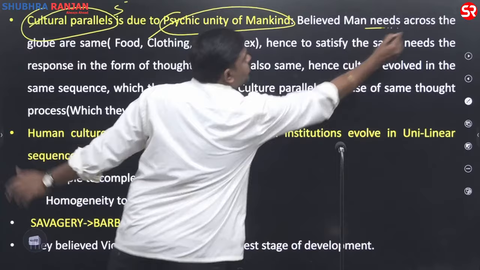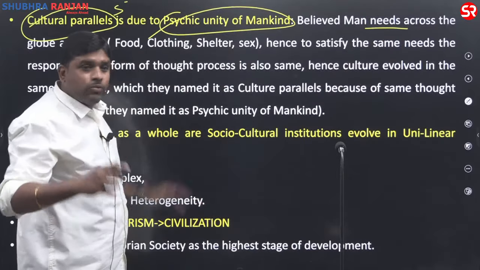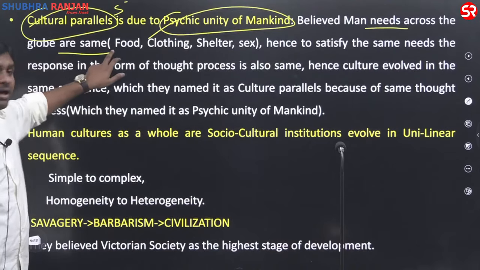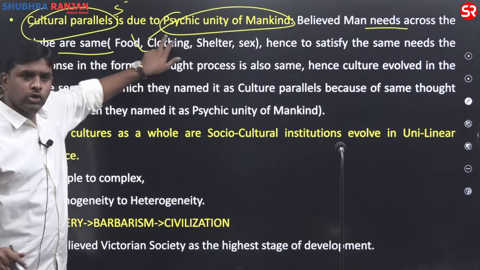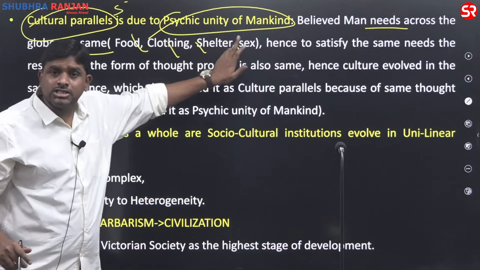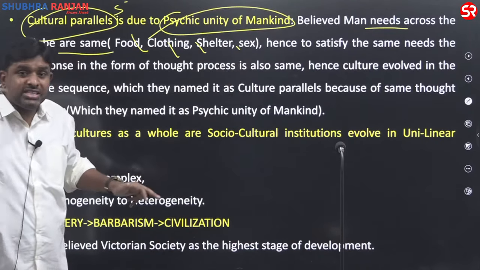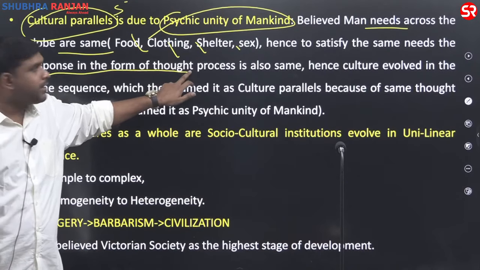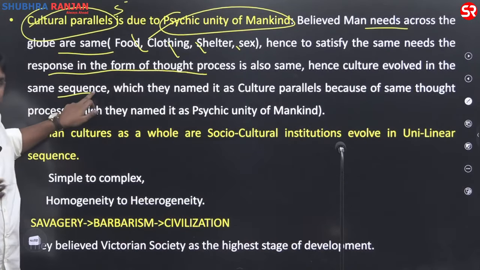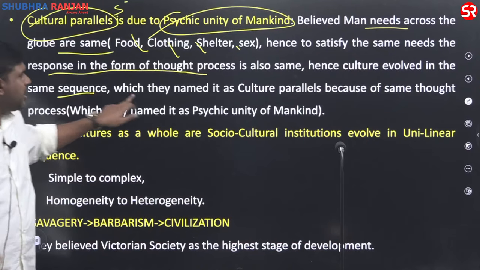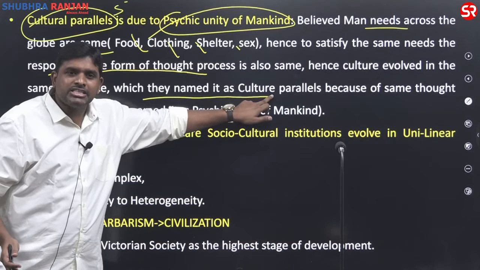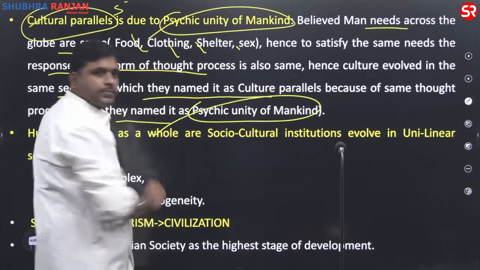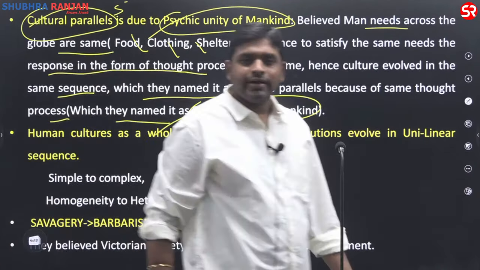See, believed. Now, why will I write this? Now you will understand. Believed man's needs across the globe are the same: food, clothing, shelter, sex. Hence, to satisfy the same needs, the response in the form of thought process is also the same. Hence culture evolved in the same sequence, which they named culture parallels, because of the same thought process, which they named the psychic unity of man.